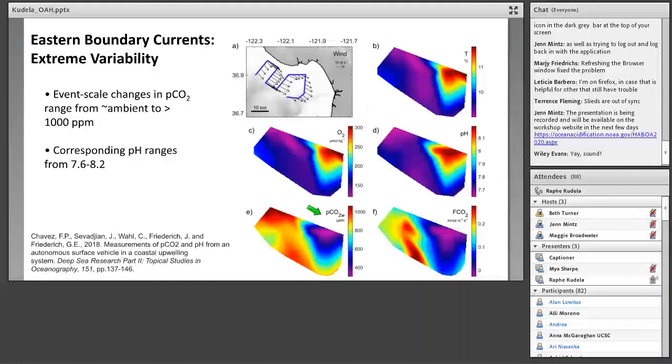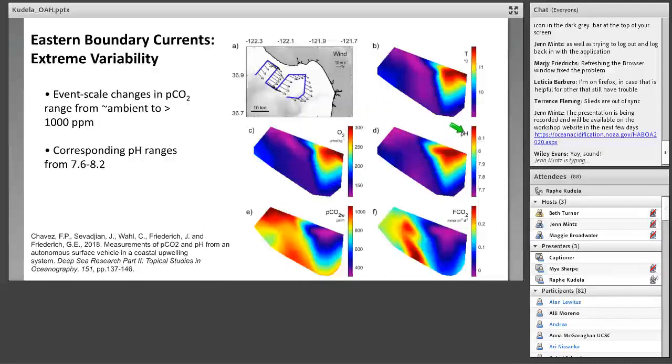And I just want to highlight, if you look down here at panel E, PCO2 in a matter of a few days in a relatively small area, so we're up in the northern part of Monterey Bay, is going from less than 400, so below atmospheric concentrations, to more than 1,000. And so we already see in the California current on the event scale PCO2 levels that are not going to reach that concentration globally for many, many, many years.